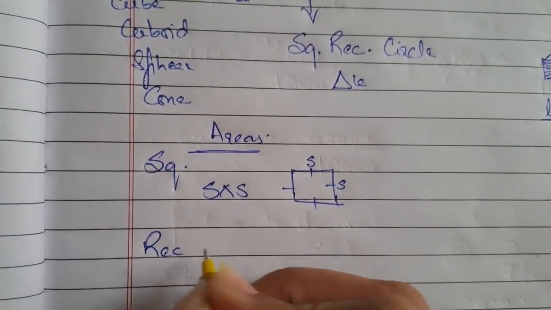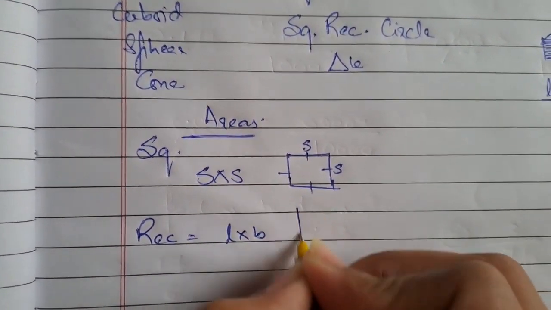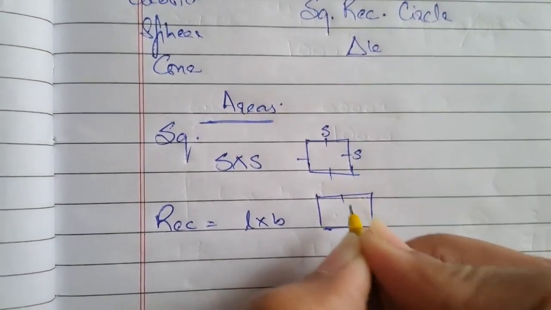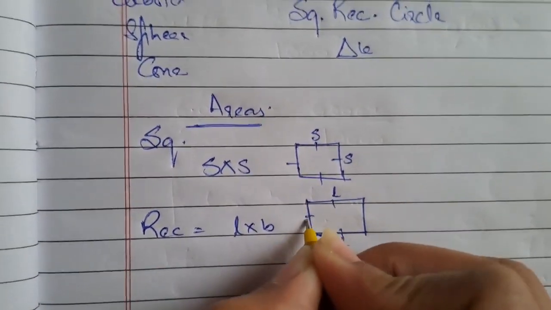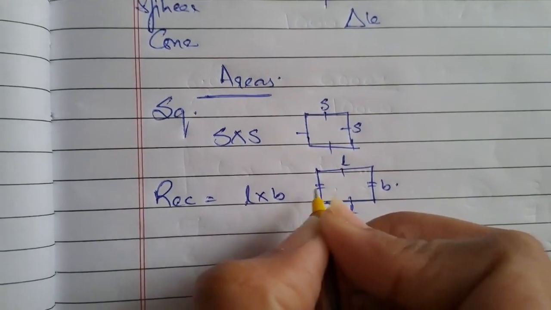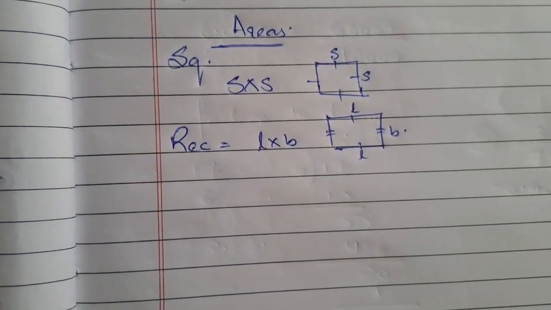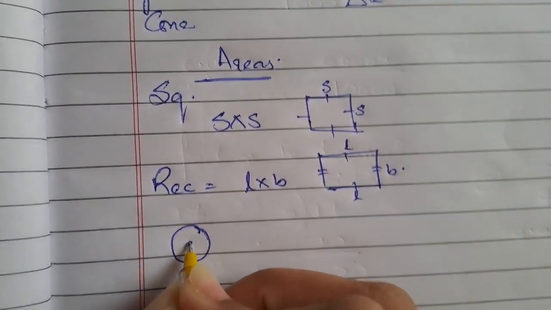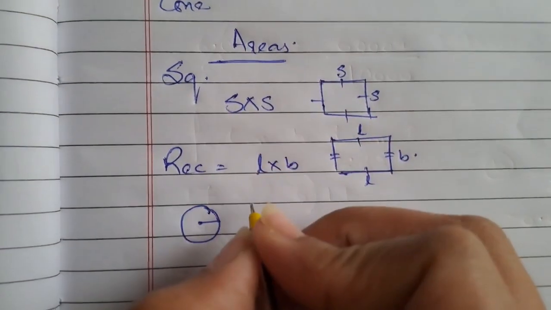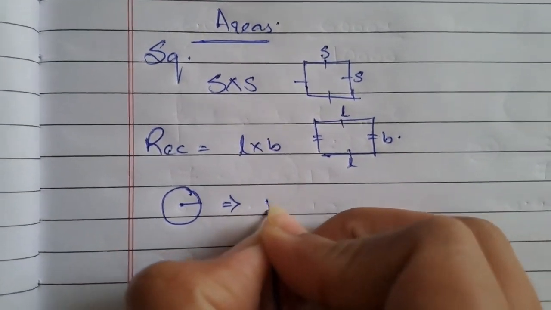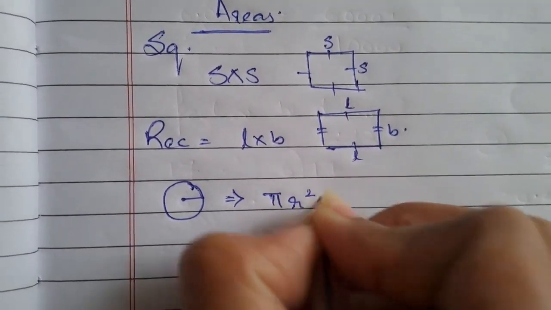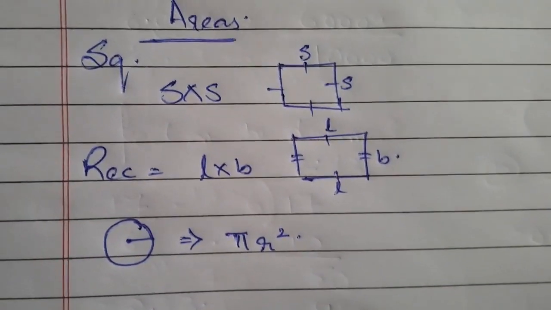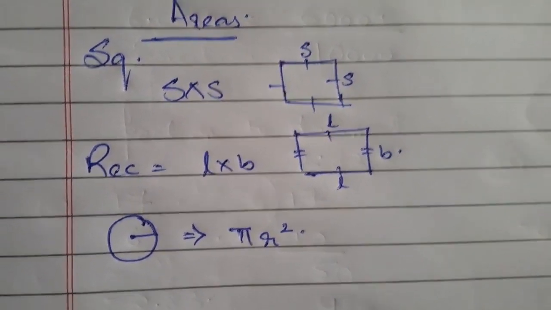Going to the rectangle, it is length times the breadth. The longest side will be the length. This is your length, and this will be your breadth as well. Then we have the circle. Considering the circle has a radius, we are going to take pi r square to be the area for the circle.